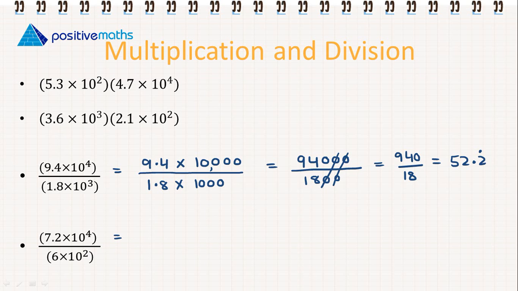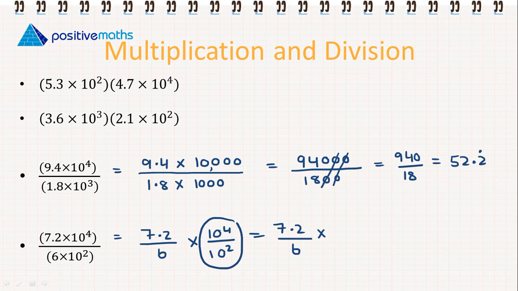Okay, and our next example. Again, we're just going to do this slightly differently so you can see different ways you can do the same question. We're going to break this up and we're going to say 7.2 over 6 multiplied by 10 to the power of 4 over 10 to the power of 2. Okay, so what we can do is we can simplify this down further. So 7.2 over 6 multiplied by.